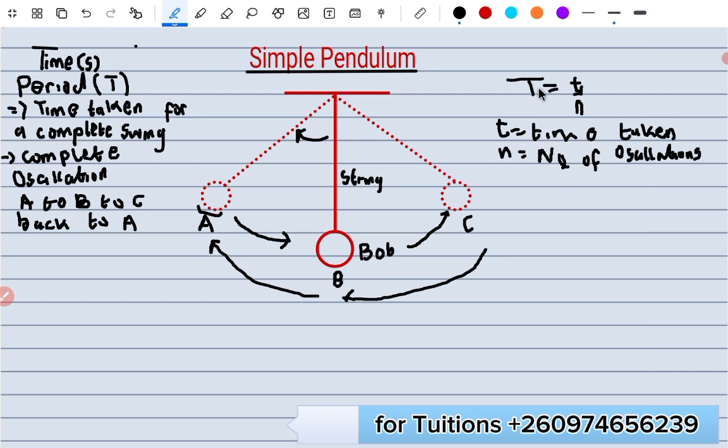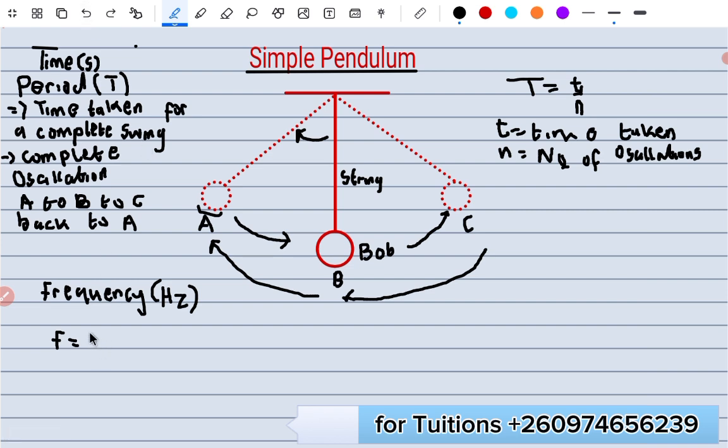Then there's another thing that you have to talk about. It is called the frequency. The frequency is measured in hertz, capital H, so usually we write Hz. For hertz we say Hz. And the formula for frequency is F is equal to T.